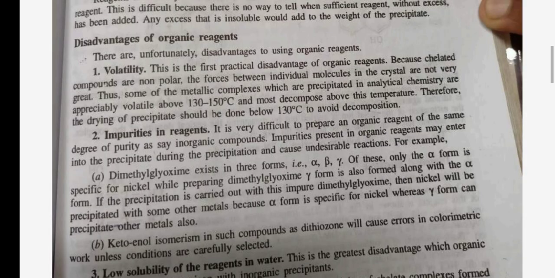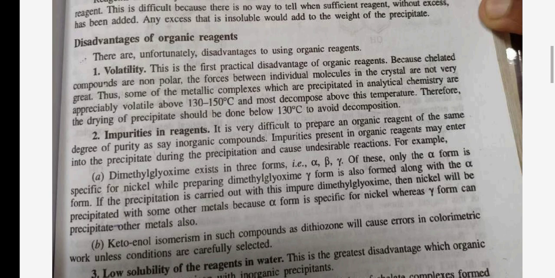Now, disadvantages of organic reagents. There are unfortunately disadvantages of organic reagents. First one is volatility. This is the first practical disadvantage of organic reagents because chelated compounds are non-polar. The forces between individual molecules in the crystal are not very great.